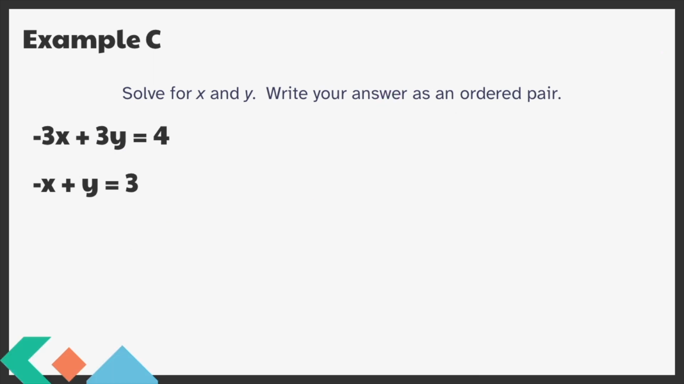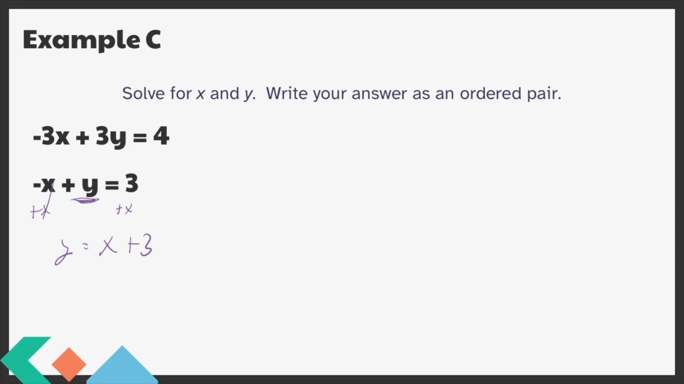So here we are at example C, and again solve for x and y, write our answer as an ordered pair. So this time, again, we don't have a variable that's isolated, but we can see this positive y here has no coefficient, so it's the easiest one to go for. So that's what we're going to do. I'm going to add an x to both sides to make that happen. When that happens, these are going to cancel, leaving me with y equals positive x plus 3.